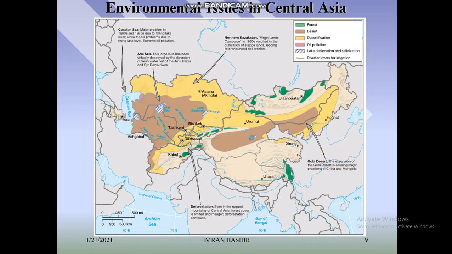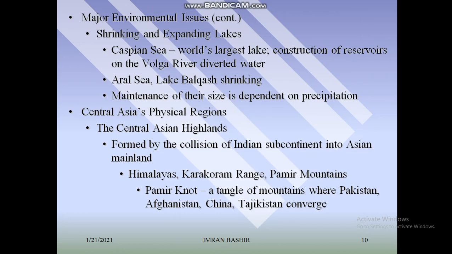Environmental issues in Central Asia: Caspian Sea, Aral Sea, northern Kazakhstan. Problems due to falling lake levels, and extreme overpollution. Major environmental issue: shrinking and expanding lakes. The Caspian Sea is the world's largest lake. Construction of reservoirs on the Volga River diverted water. Aral Sea lake shrinking. Maintenance of their size is dependent on precipitation.